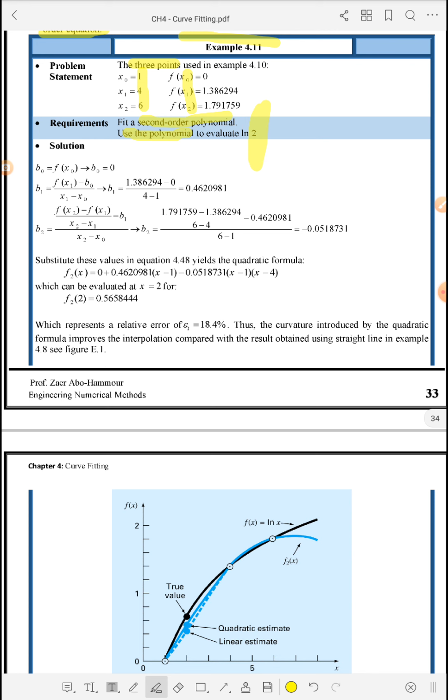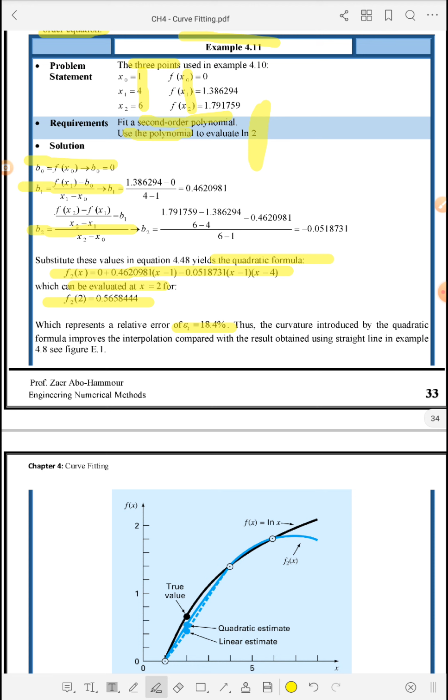So here we calculate this b naught, which is equal to f of x naught. This is the first order divided difference. This is the second order divided difference. And finally, this is the formula of the second order or the quadratic polynomial, f2. Okay, and if we substitute x equal to 2, then we will get this value. And this value has a relative error of 18.4.